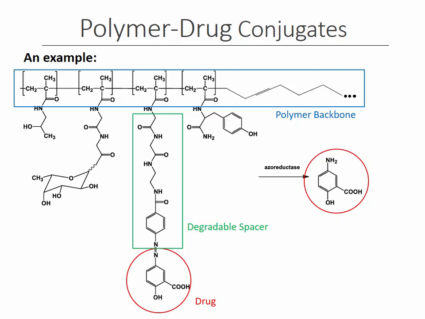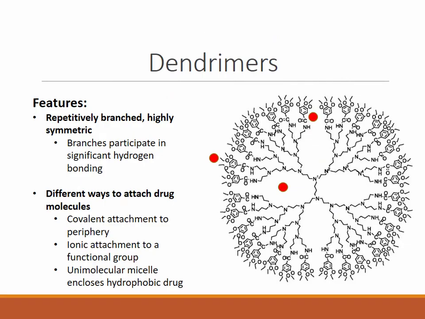Okay, the next one's my favorite. We got dendrimers. So I picked to talk about these because they look awesome. As you can see, they are highly symmetric. We got a bunch of branches coming off of the repeating units. And these branches, they participate in a lot of hydrogen bonding, yielding a highly water-soluble molecule.